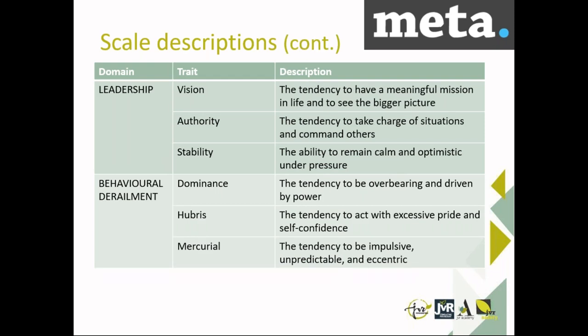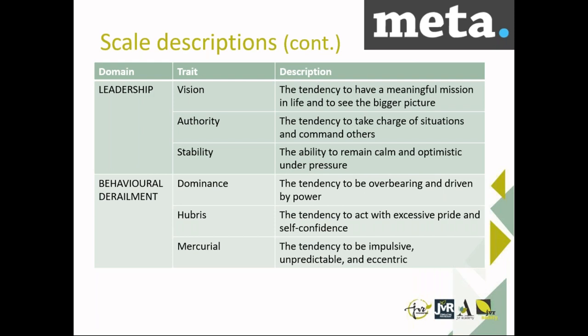Leadership, the last domain of entrepreneurial or disruptive talent, consists of vision, authority, and stability. Vision there is the tendency to have a meaningful mission in life and to be able to see the bigger picture. Authority is the tendency to take charge of situations and command others. And stability is the ability to remain calm and optimistic under pressure.